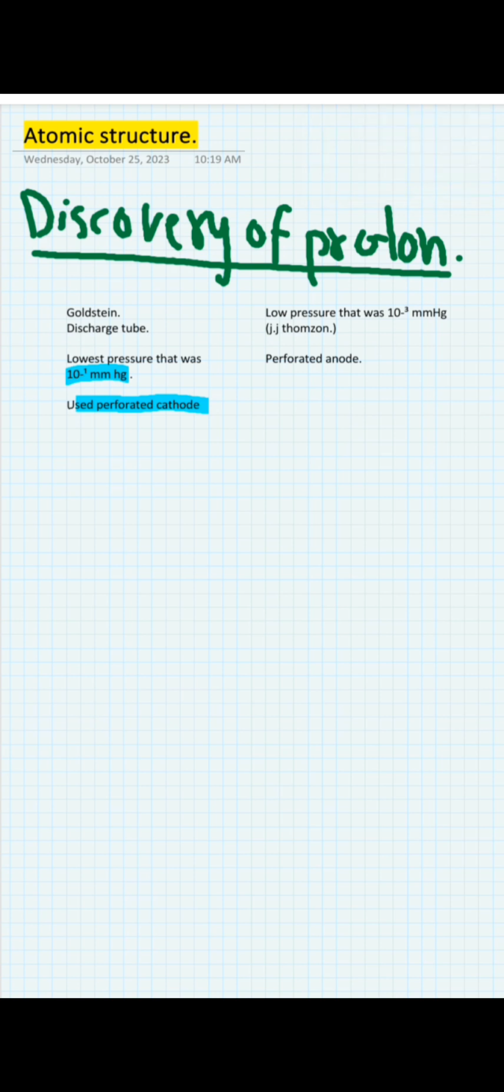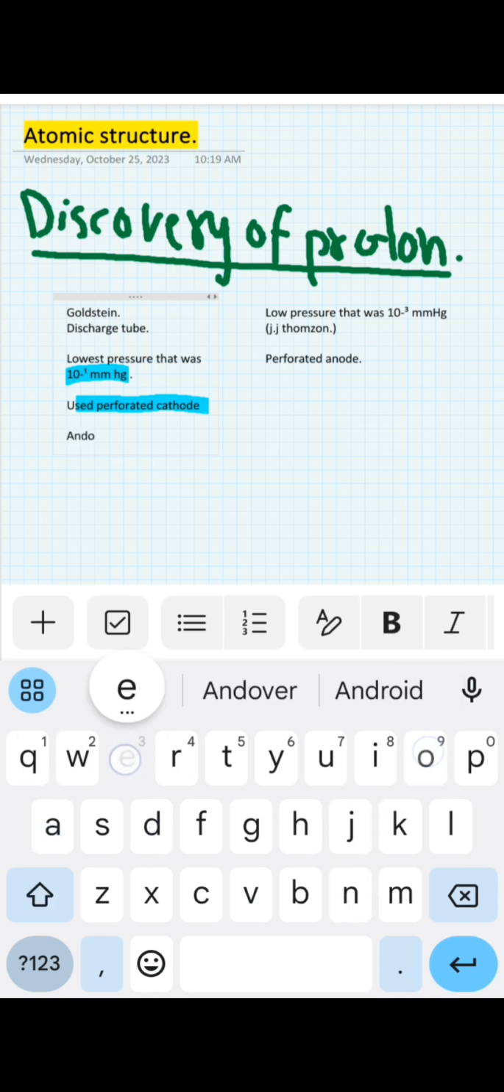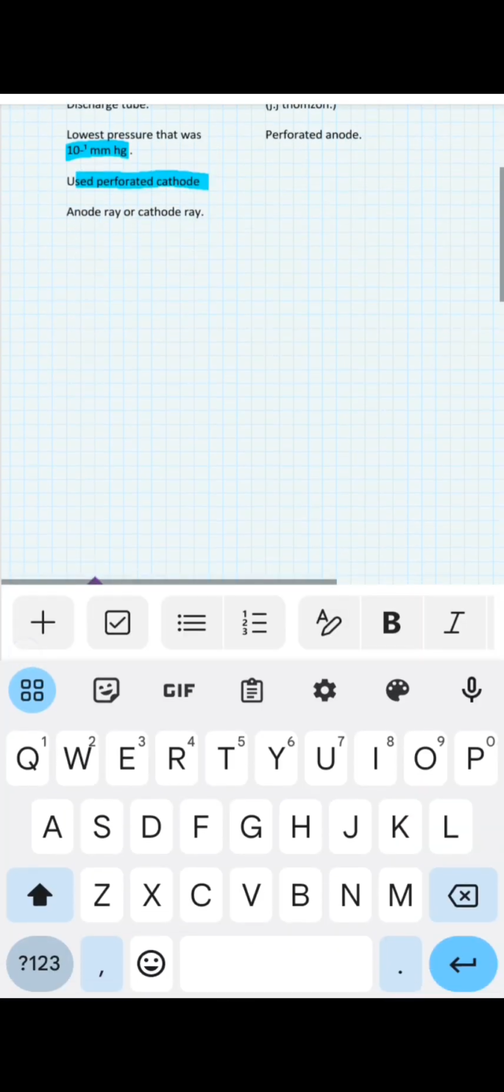After that, he discovered, he just told that the discovery of proton is done by anode rays, or cathode rays, not by any electrode. This was done by anode rays or cathode rays. Let me make the picture of the discharge tube.